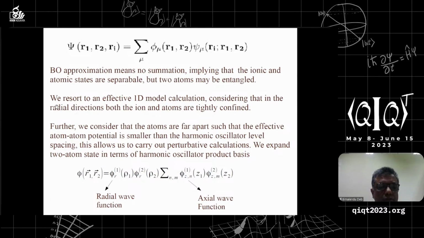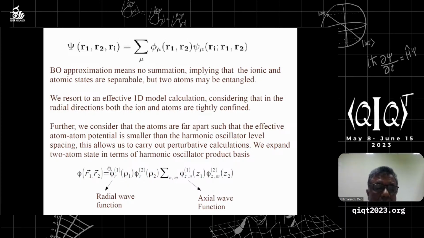So we resort to an effective 1D model calculation, considering that in the radial directions, both ion and atoms are tightly confined. Further, we consider that the atoms are far apart, such that the effective atom-atom potential is smaller than the harmonic oscillator level spacing. This allows us to carry out perturbative calculations. So we expand the two-atom state in terms of the harmonic oscillator product basis.